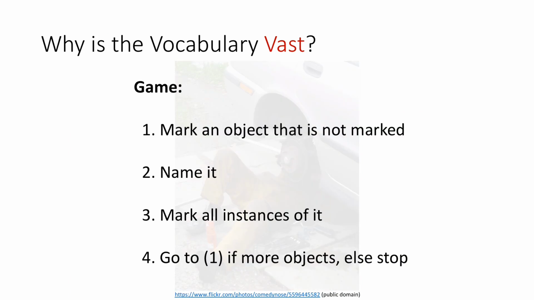In fact, we'll play a simple game. First, we'll mark an object in the image that's not already marked. Then we'll name it, and then we'll mark all the instances of it. And then, if there are no more unmarked objects, we're done. Otherwise, we'll repeat this.